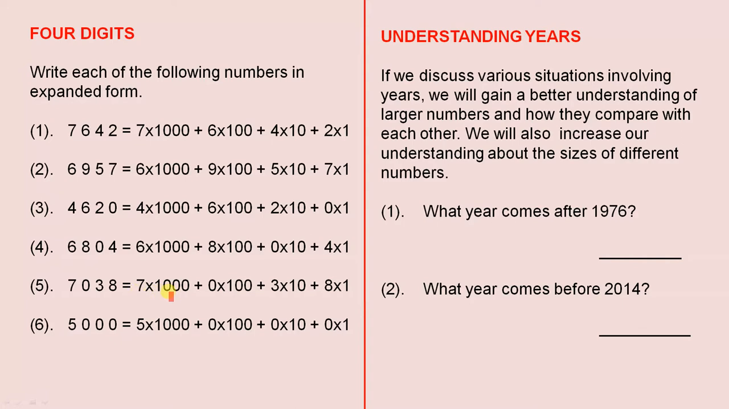7,038, there's the 7,000, there are no hundreds, 3 tens gives you the 30, and 8 ones. And 5,000, there's your 5,000, there are no hundreds, no tens, and no ones.